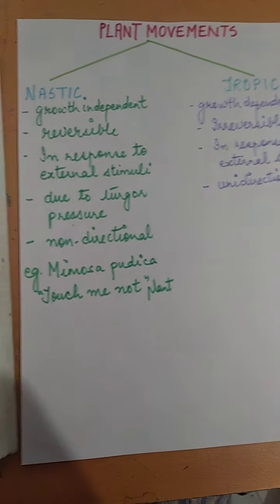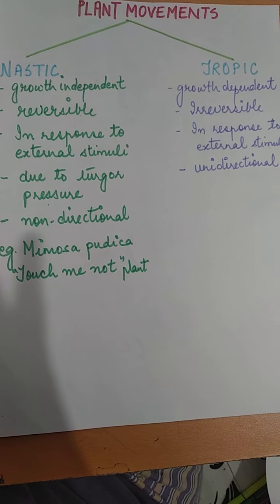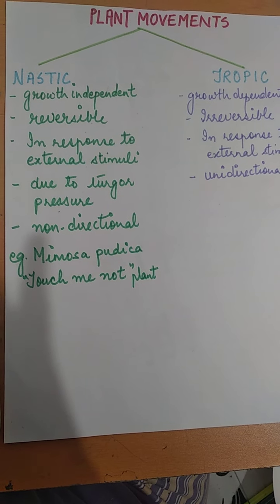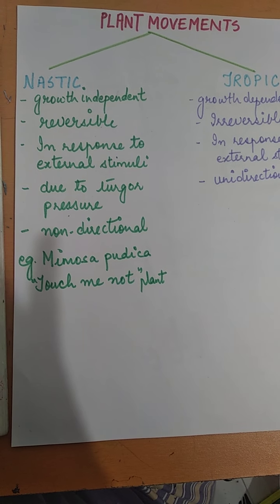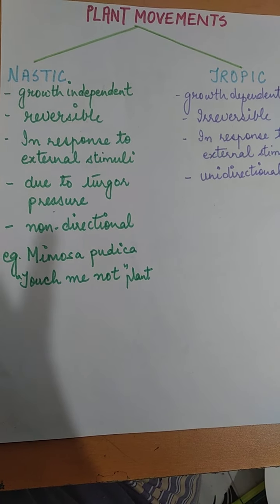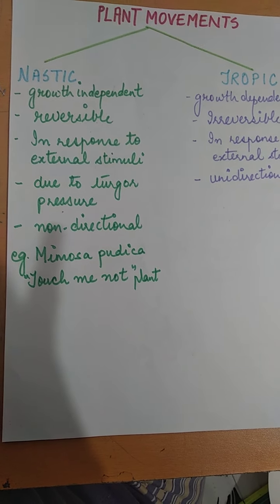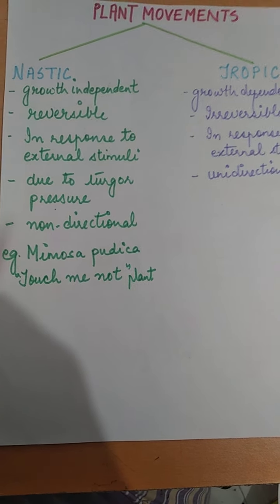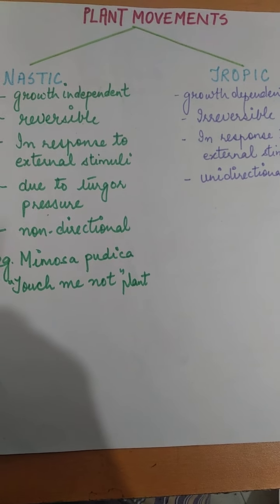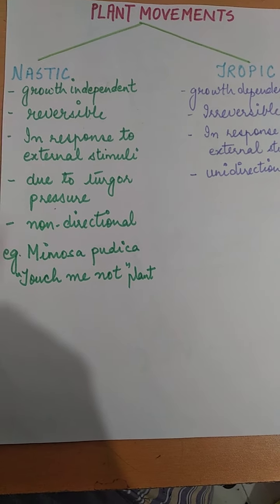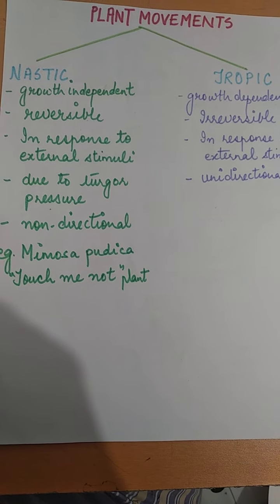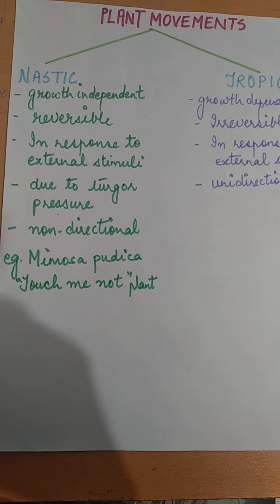Hello students. So today we read about plant movements. It is a subtopic of the chapter Chemical Coordination in Plants. So plant movements, first of all, what are they? Well, movements, as we know, are different from locomotion. In locomotion, one organism moves from one place to another.